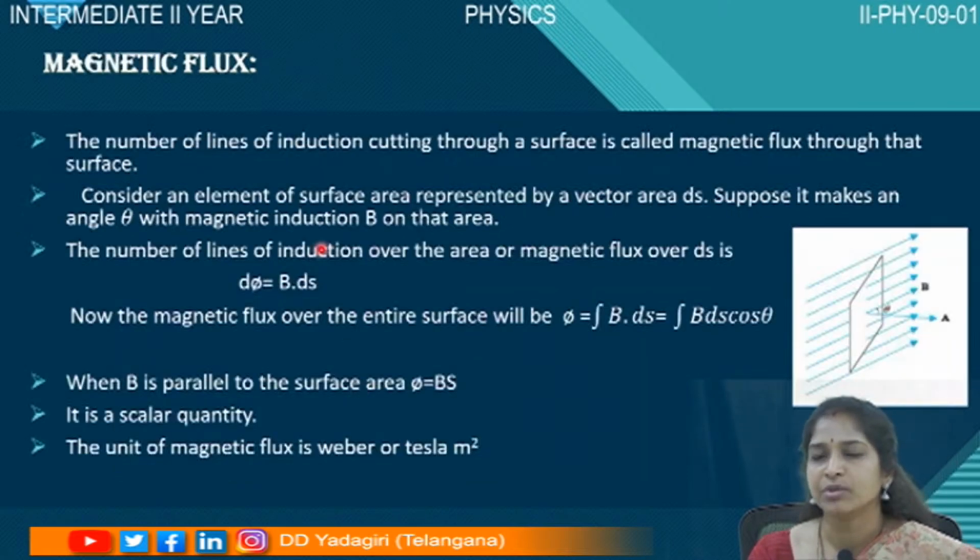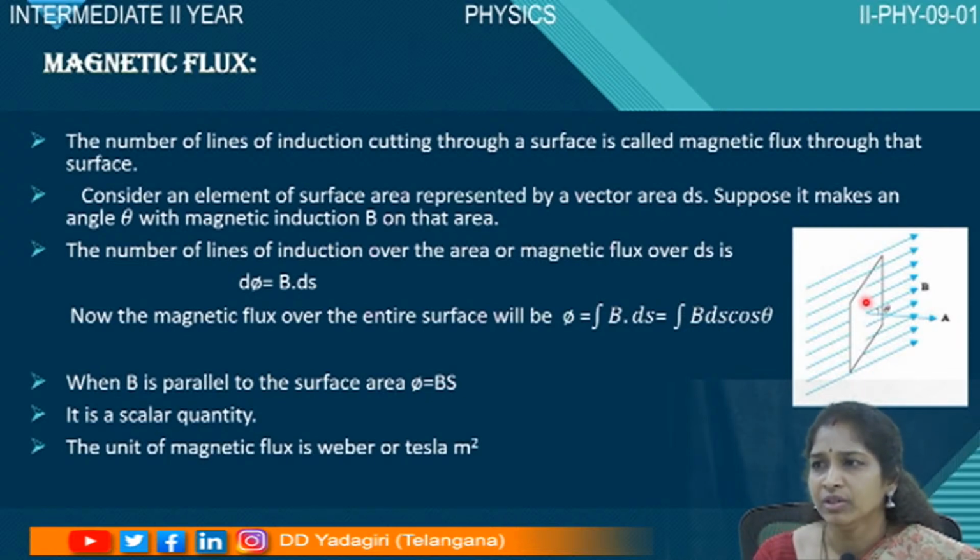In the previous experiment, we discussed magnetic flux. So first of all, what is magnetic flux? In the electric field chapter, we discussed electric flux. Electric flux means the number of electric field lines. But here it is magnetic flux. Magnetic flux means the number of magnetic field lines cutting through a surface, that is, across the area.